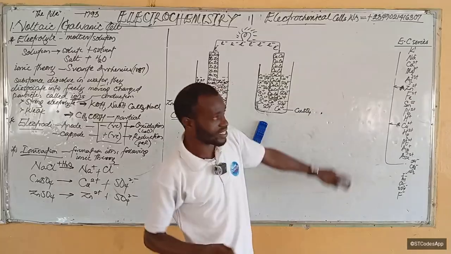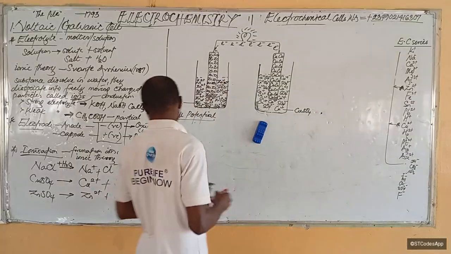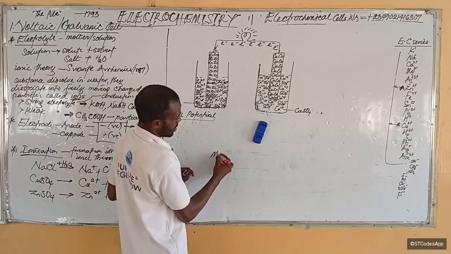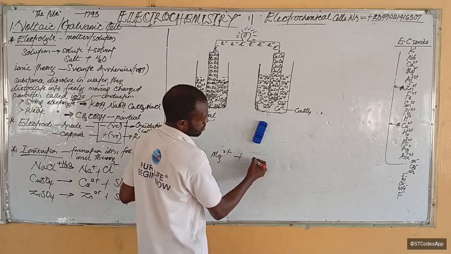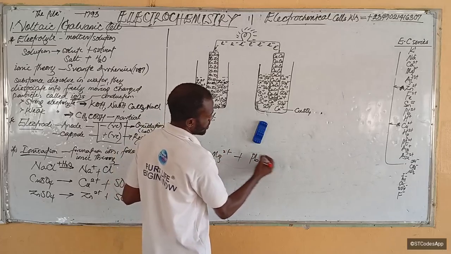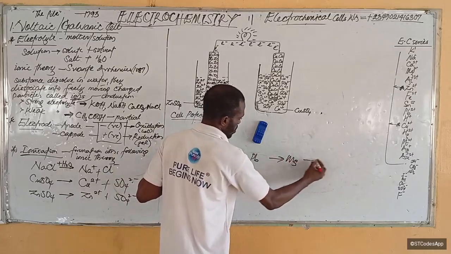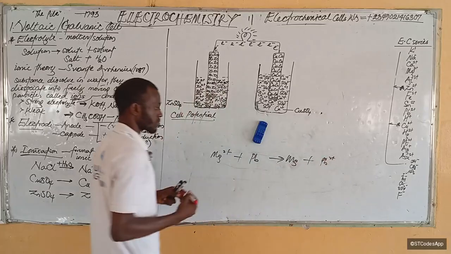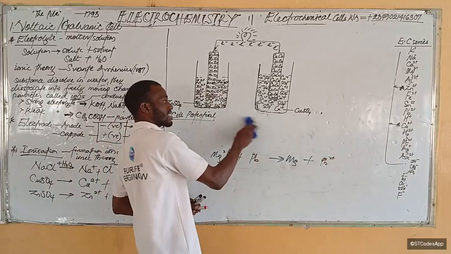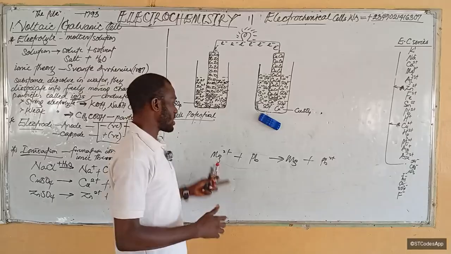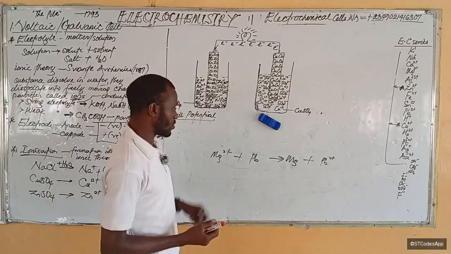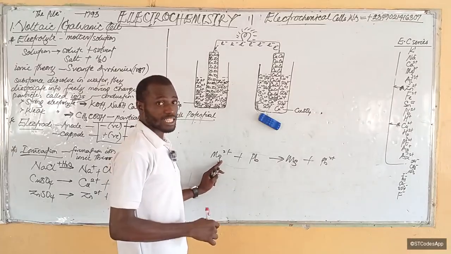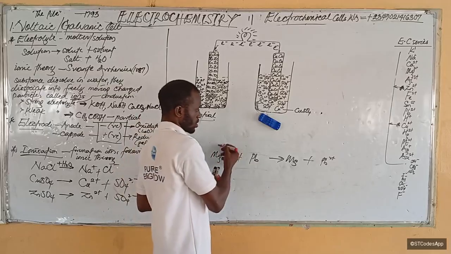Now, why did I draw this? Because you could be given a chemical reaction like this. For example, I could give you a chemical reaction like Mg2+ plus lead, to give Mg plus Pb2+. Now you are asked where the electron went here. All you need to do is check Mg2+ to Mg. What happened? Electrons have been gained. So electrons were gained here.